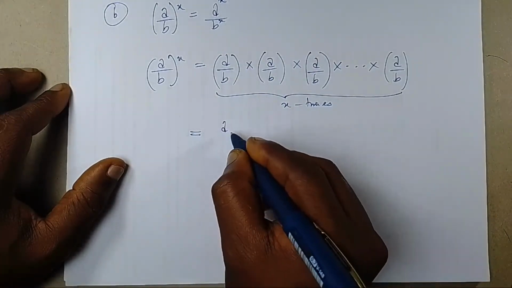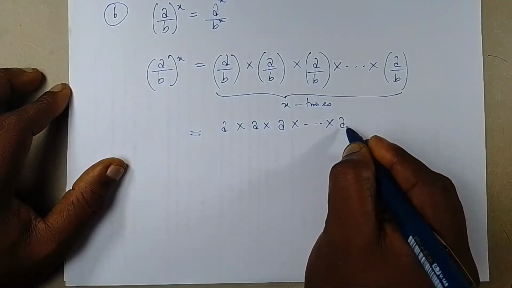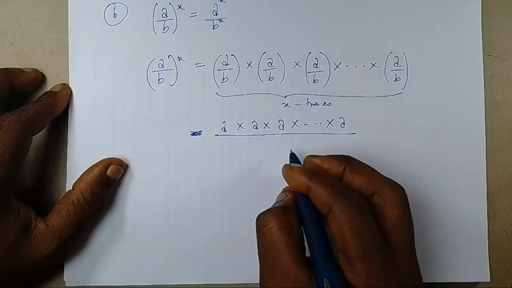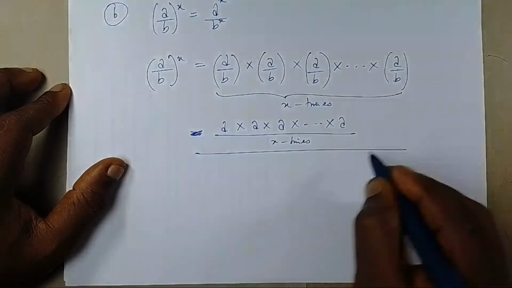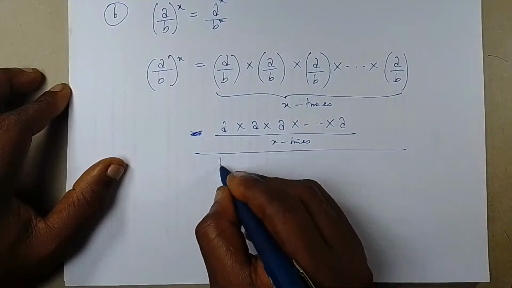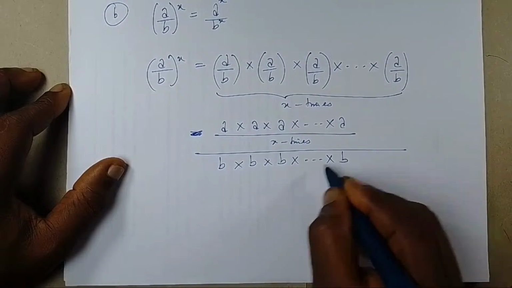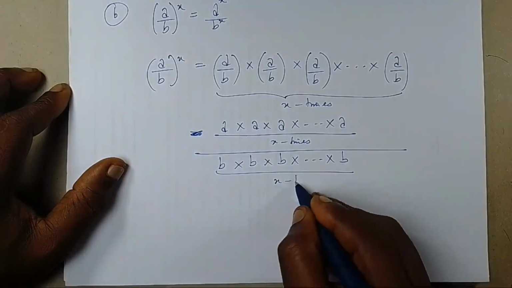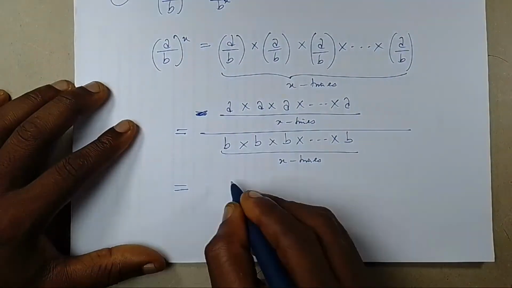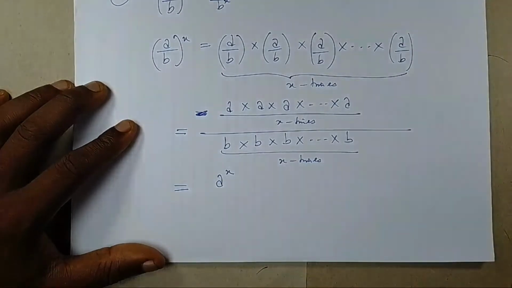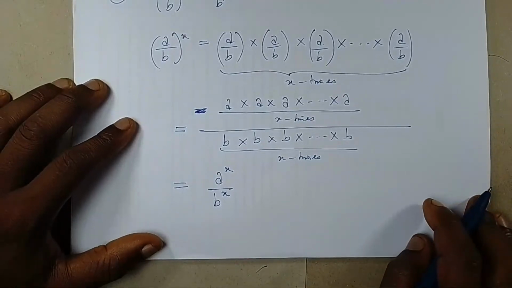Now, the next thing you could do is to separate them. I could separate them as A times A times A times ellipsis A for all the A's in the numerator, x times, all over all the B's in the denominator, which I could compress by doing this. Okay? X times. And that would now mean you have A raised to the power x in the numerator and B raised to the power x in the denominator, and this law is true.